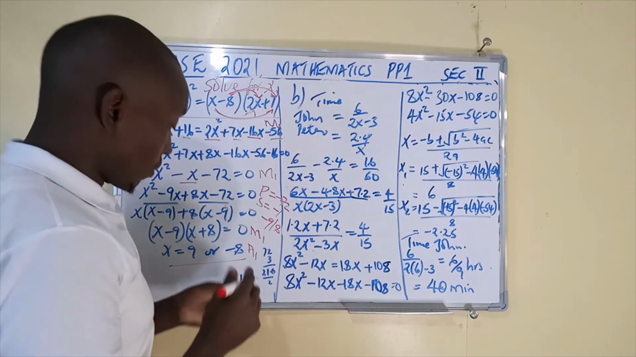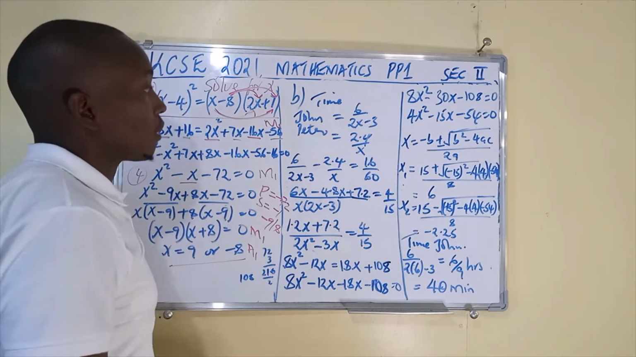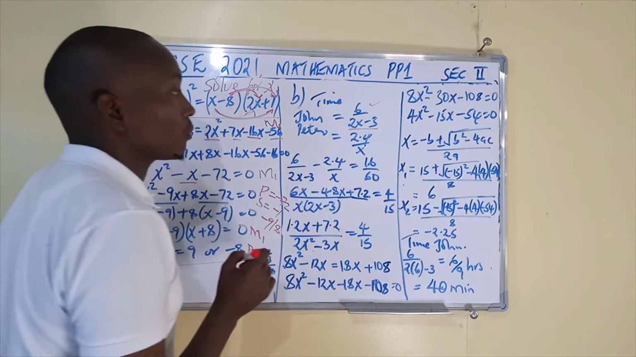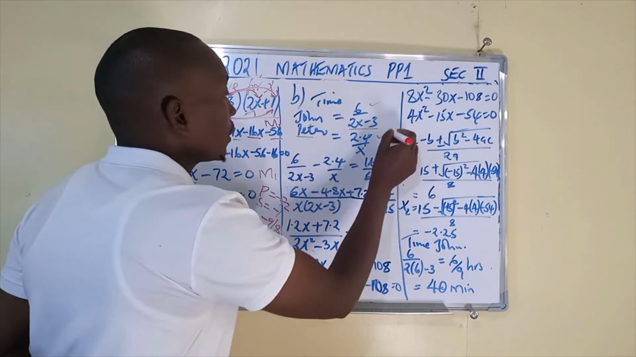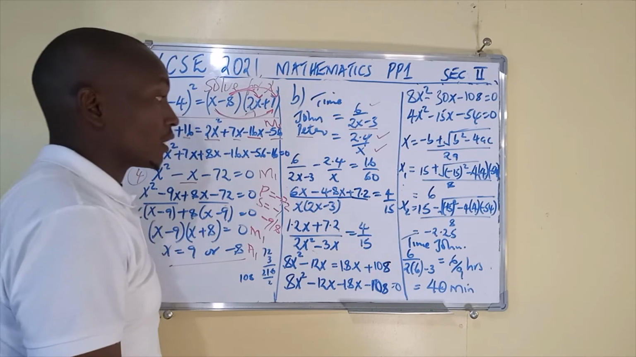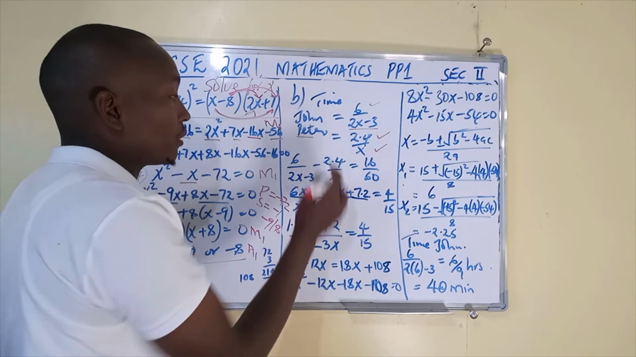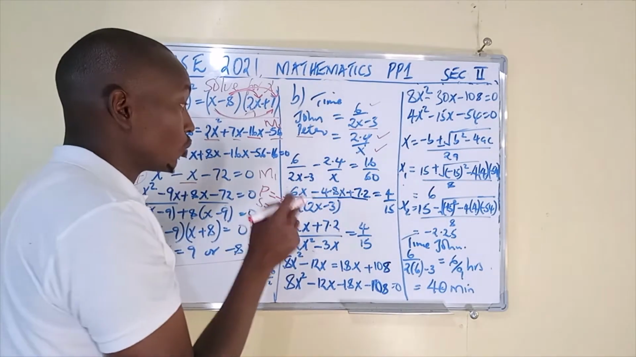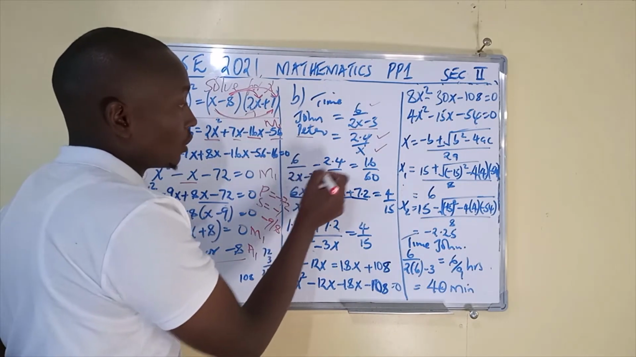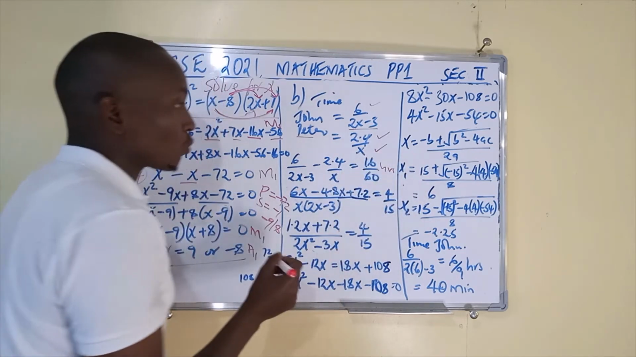Part B of it, you're given two people here. You're given John, who did cycle for 6 kilometers using a speed of 2x minus 3, and Peter, who did 2.4 kilometers walking at an average speed of x kilometers per hour. You're given that the difference between the time taken by John and Peter is 16 minutes, of which John used more time. So the time taken by John, subtract the time taken by Peter, you get 16 over 60. Just convert it to hours.